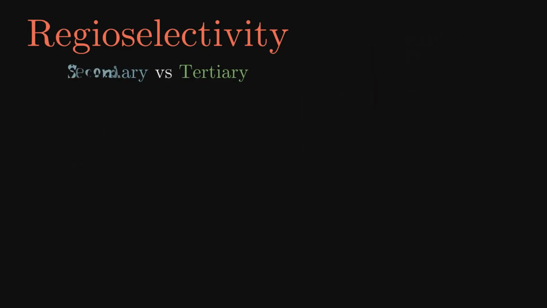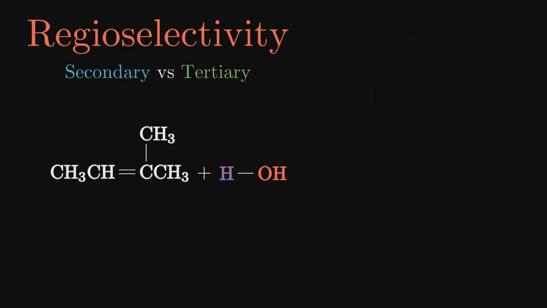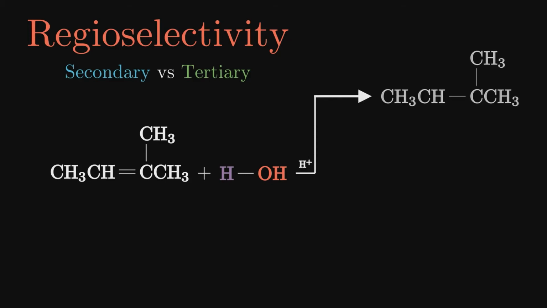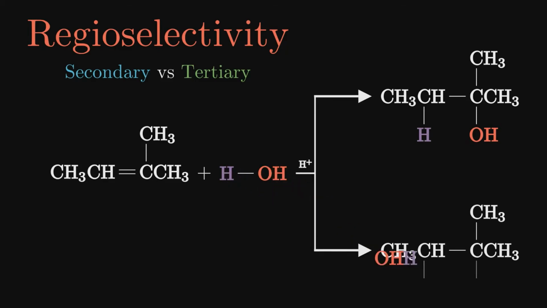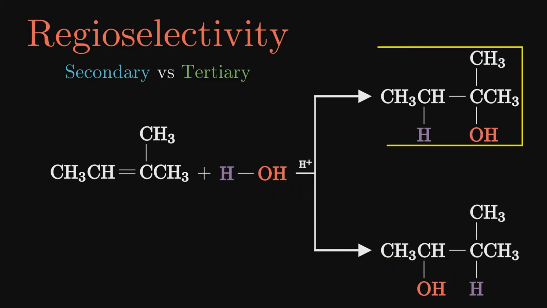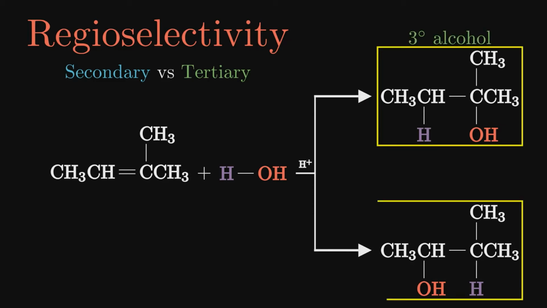Finally, we have 2-methylbut-2-ene, and a glance at the structure informs us that we can either generate a secondary or a tertiary alcohol as a product. As we expect to produce a tertiary product most often if possible, the tertiary 2-methylbutan-2-ol on the top would be the major product of this reaction.